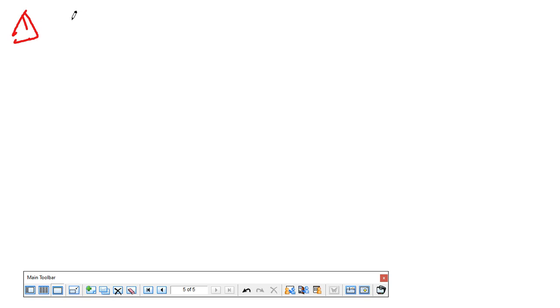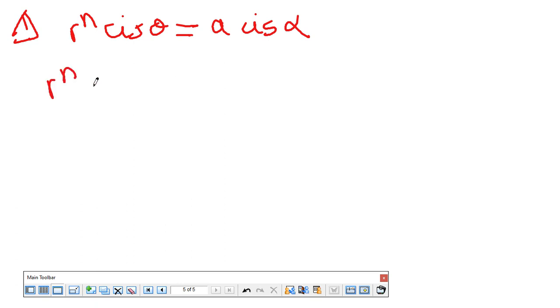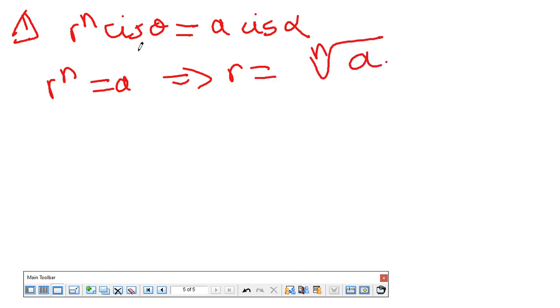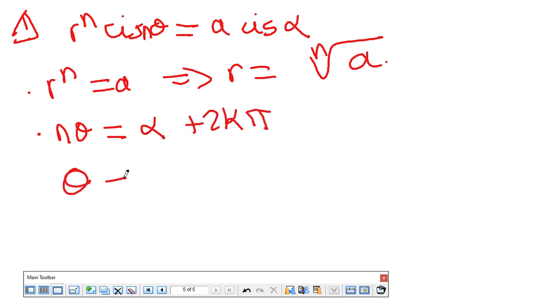If you have r^n cis(nθ) equal to A cis α, how are you going to find r and θ? r^n is equal to A, which means r is the nth root of A. And here, sorry, it's nθ, and nθ is equal to α plus 2kπ. You need to be careful with that: plus 2kπ. So θ is going to be (α plus 2kπ) over n.